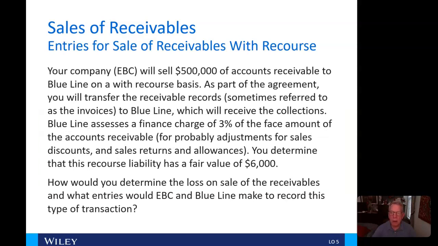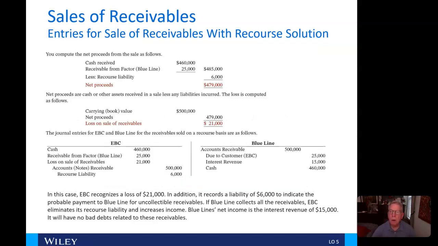Okay, but if you had recourse in this situation, what would you do? Same numbers, I think, here, except that we've determined that the recourse liability has a fair value of $6,000. What are you going to record now? Well, here you're going to record the cash you received, the $25,000. That'll take you down to 485,000. But now you have a recourse liability of 6,000. So your net proceeds are 479,000.